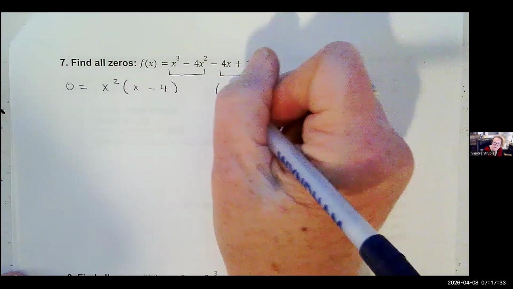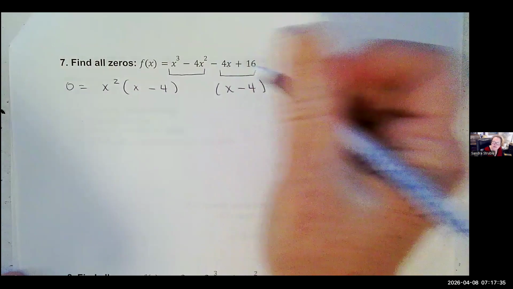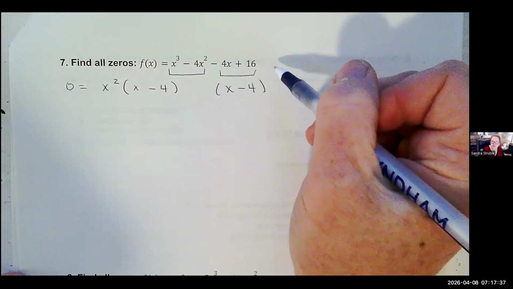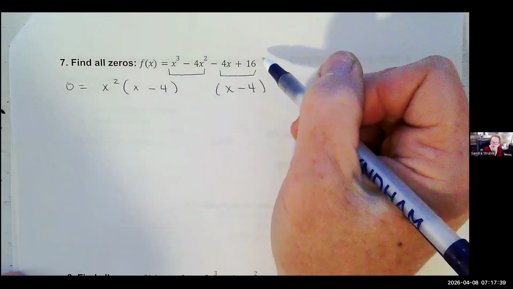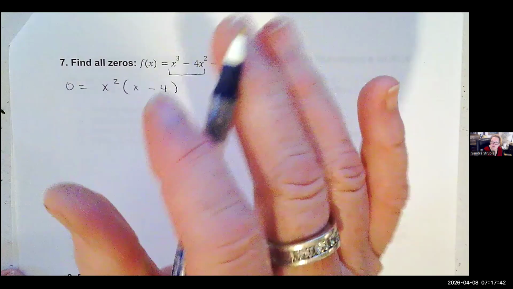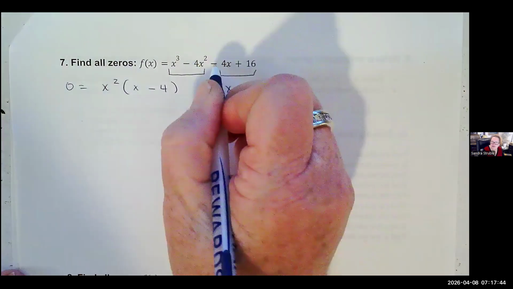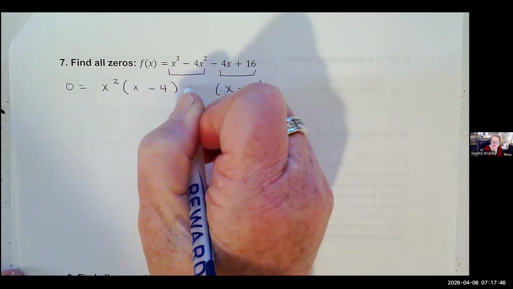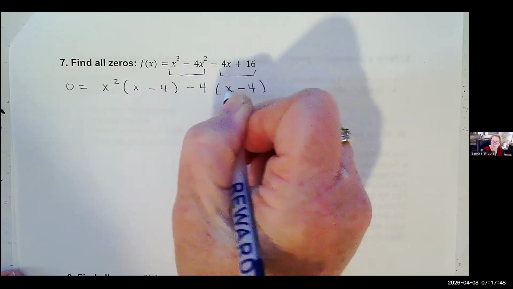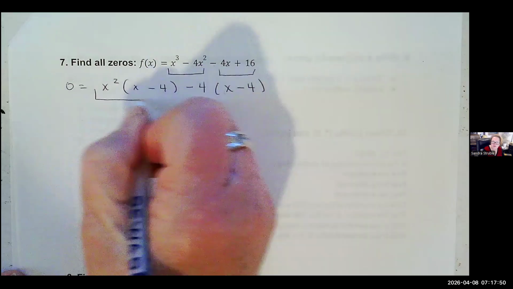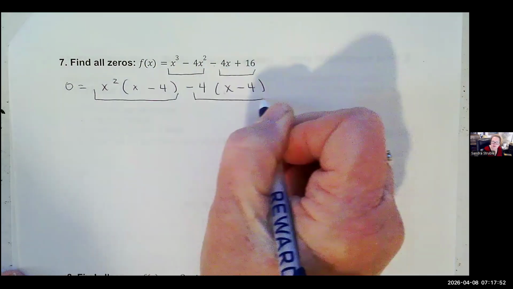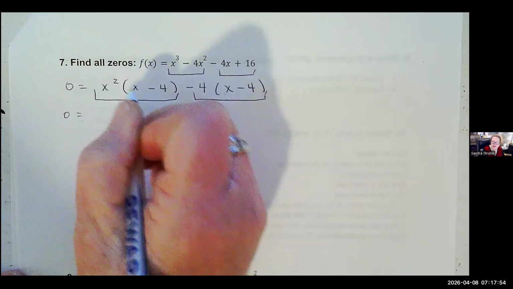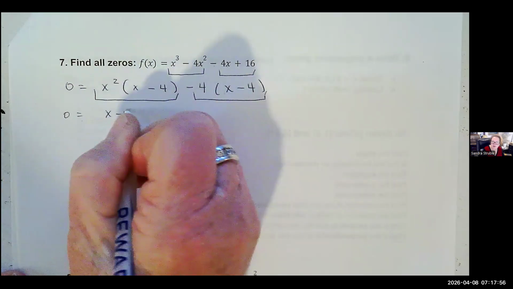As long as they're in order from the highest degree to the constant, this works every time if it's factorable. So I'm factoring out a negative 4. And that leaves me with x minus 4. Now, between these two terms, what do they have in common? They have x minus 4 in common. So we're going to factor that out. And we're left with x squared minus 4.